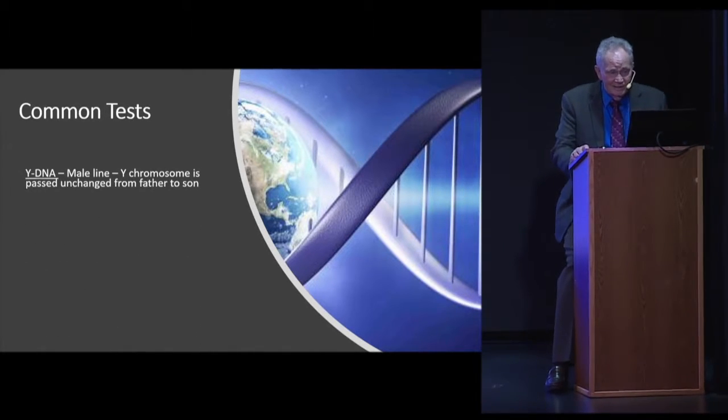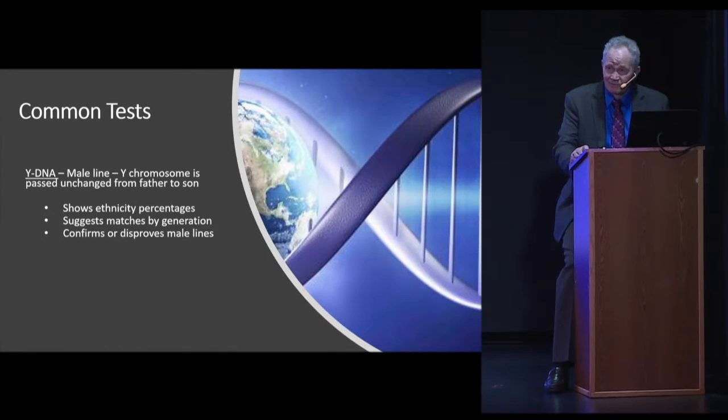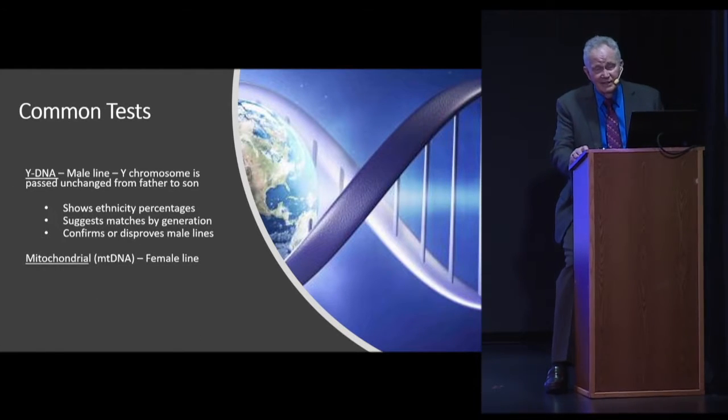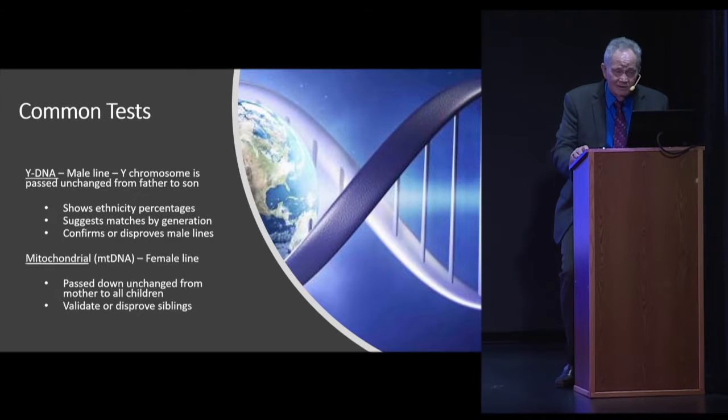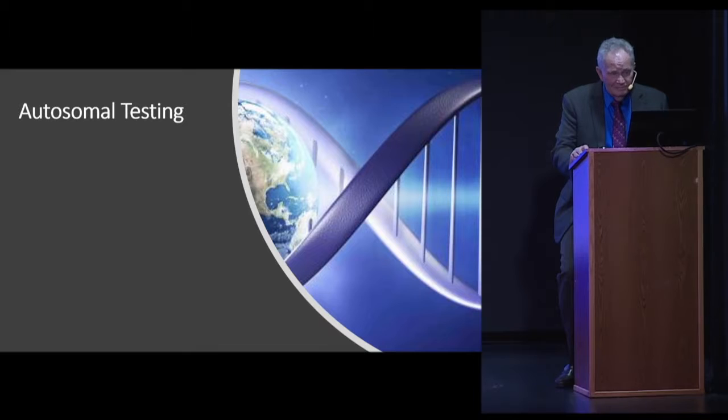There's a Y-DNA test, which tells you what the male line is. The Y chromosome is what's passed from one male to another. The mitochondrial DNA is the female line, and that shows you information about the females in your family. It's passed down unchanged from the mother to all the children, not just the females. And it does disprove siblings.